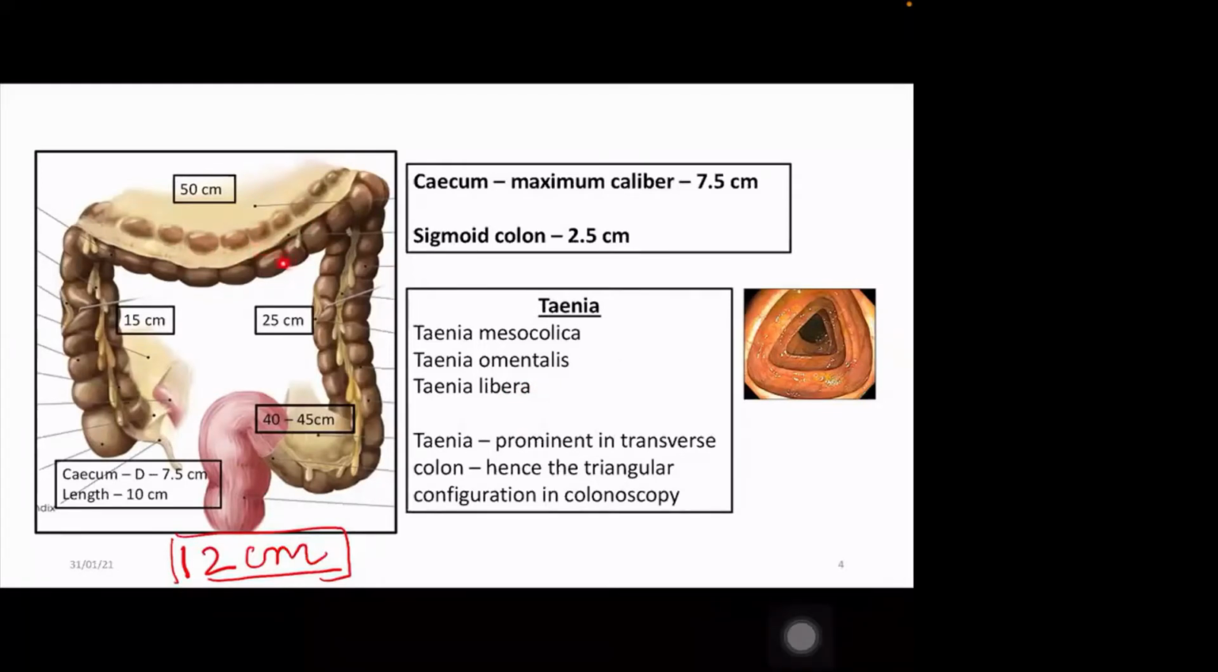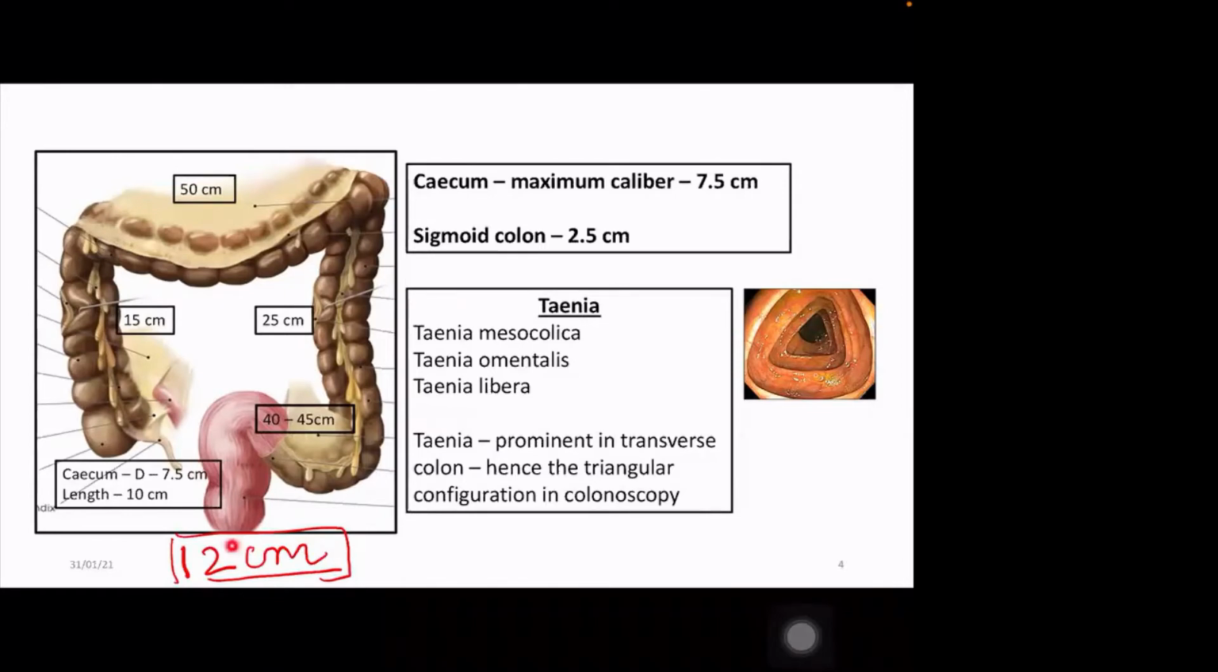All these 3 longitudinal bands are very prominent in the transverse colon, and that is why the transverse colon has a triangular configuration when you see it on colonoscopy. The lumen has a typical triangular configuration, which is a characteristic feature of the transverse colon, because of the presence of 3 prominent longitudinal bands of teniae. Fine. So keep the measurements in mind, and the most important is that the cecum diameter is normally 7.5 centimeter, and the critical diameter is 12 centimeter, at which you have to intervene. Okay, fine.